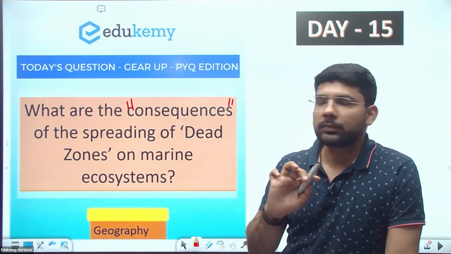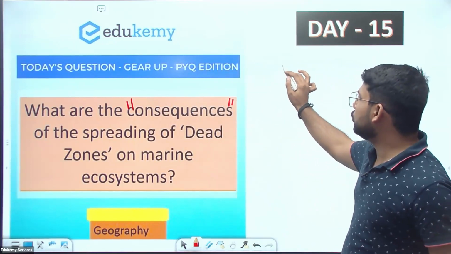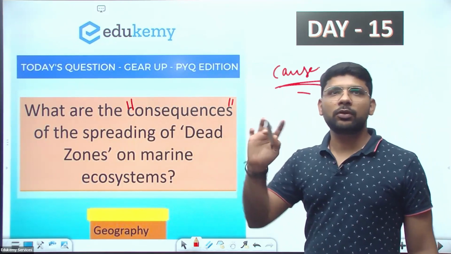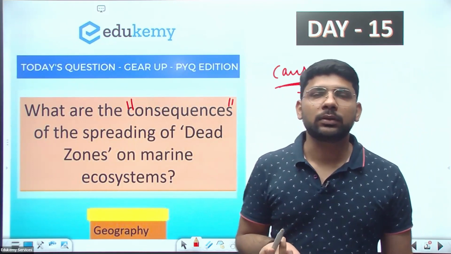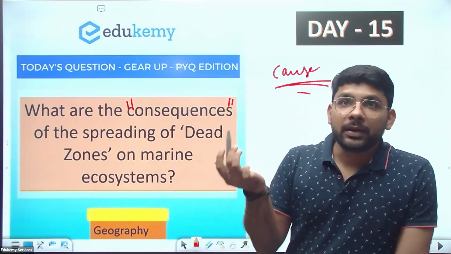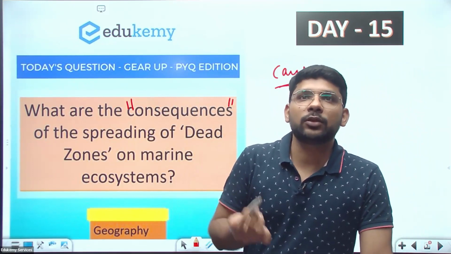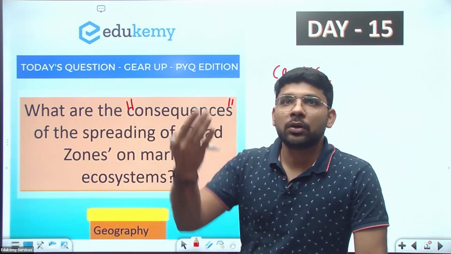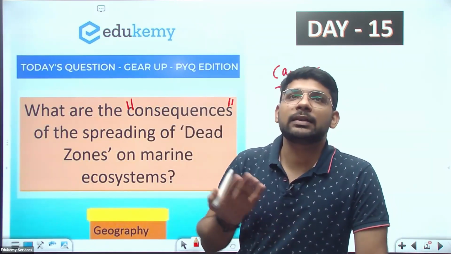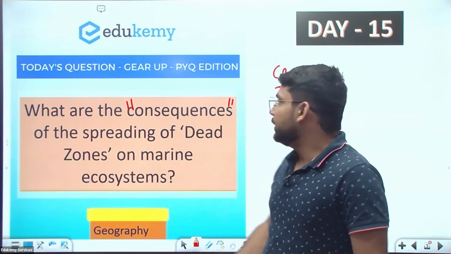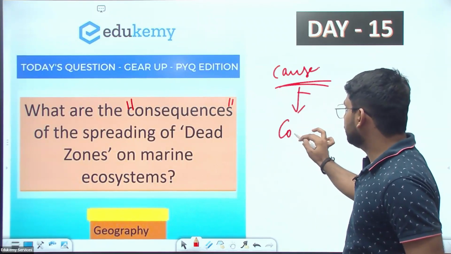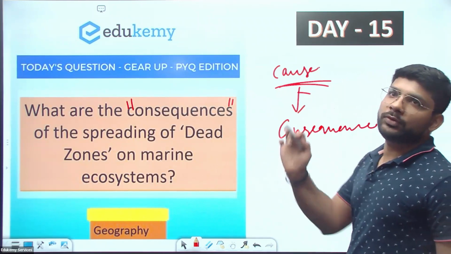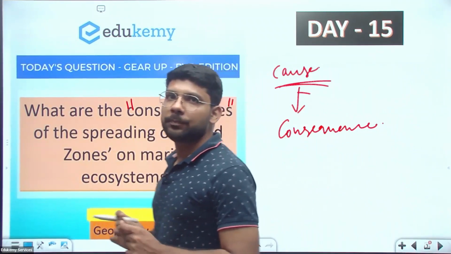Okay. But before consequences, we need to know about the cause also. What are the major causes for the dead zone? It can be natural or maybe anthropogenic cause. We need to write those also in 2-3 lines. So start to give an idea. These are the major reasons. Then we will come to the consequence part of dead zone on the marine ecosystem.